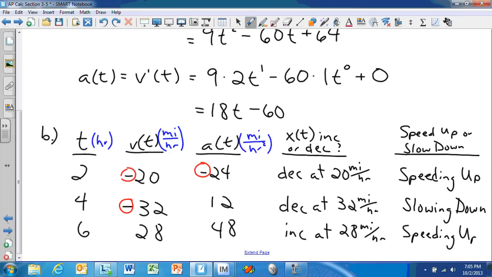Again, the key there is you have to look at both acceleration and velocity to determine whether you're speeding up or slowing down. Don't look at just velocity. You can't look at just acceleration. It's both. All right, look at part C on that.